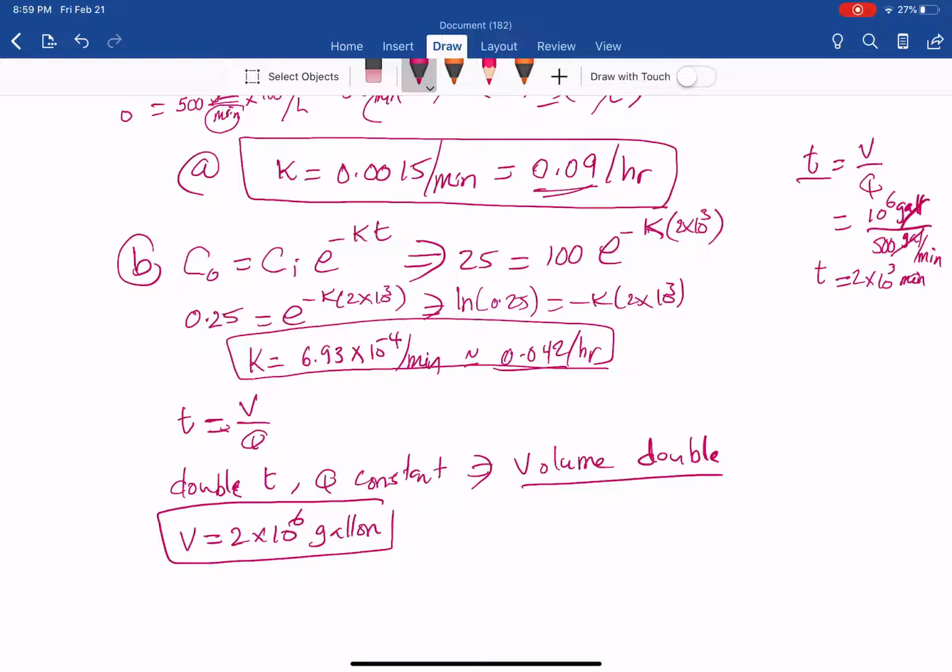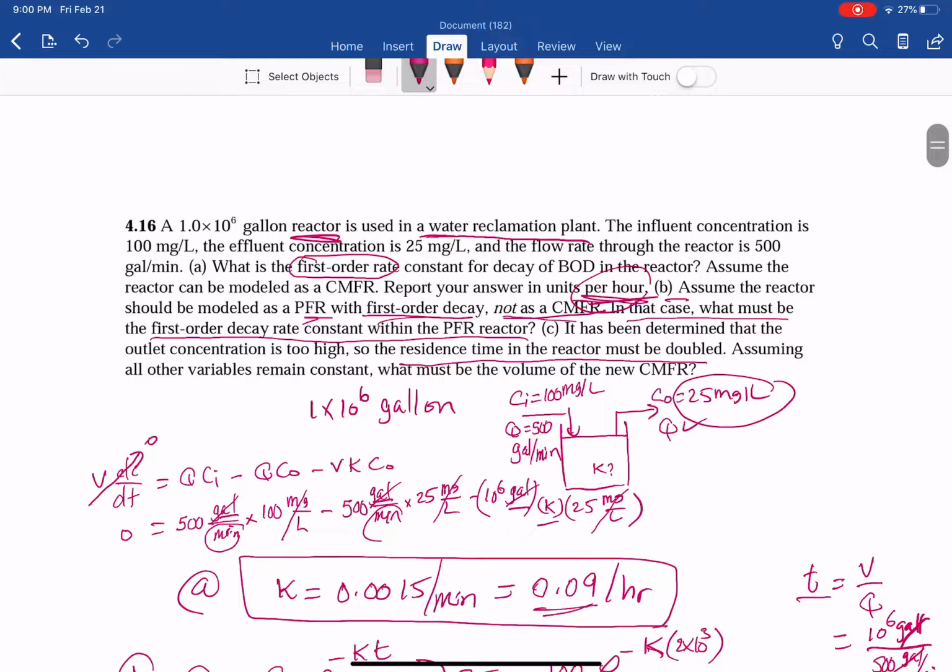So they just want to double the residence time, and this will make sure. You could go ahead and check it with this volume, and you will see that the C_out will be much smaller than 25 milligram per liter. The waste will have more time inside the reactor, so this will be reduced to a minimum value.